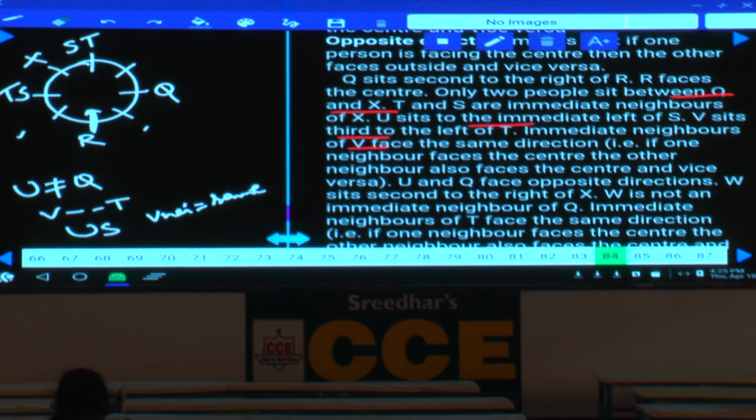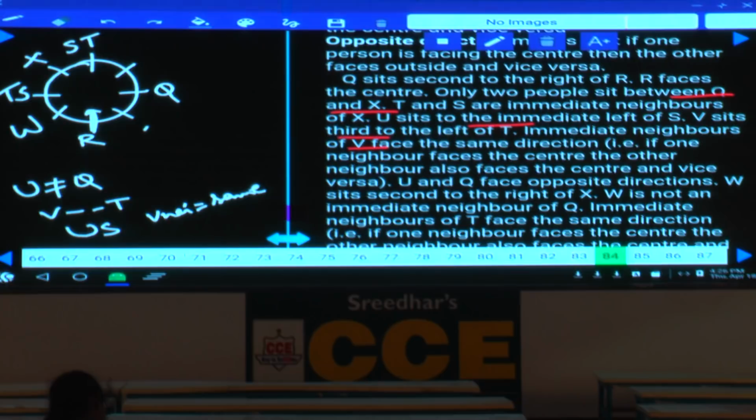W sits second to the right of X. Now this W is seated second to the right of X. W can be either at this place or at this place. Again, there are 2 possibilities. W is not an immediate neighbor of Q. Now as W is not an immediate neighbor of Q, W cannot be here. Hence, where should this W be? W is here.